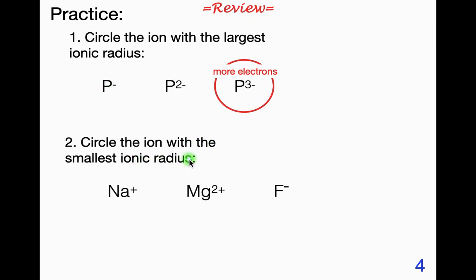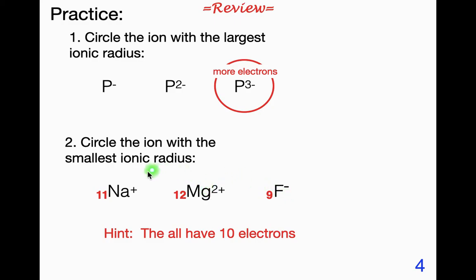Circle the ion with the smallest ionic radius. Okay, now these are a little bit more challenging because we're looking at different elements. However, if we think about their atomic number, we know that sodium has 11 protons, magnesium has 12, fluorine has 9. And so what they all have in common is that they have 10 electrons. Sodium, the +1 charge, has 10 electrons. Magnesium with the +2, 10. Fluorine with the -1, 10.